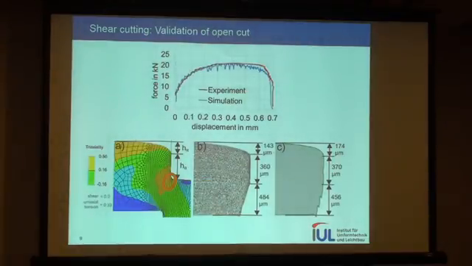So what can we see here? It's a validation. In red the experiment, in blue the simulation. I think the match is quite good. Below is the evaluation of the surface quality. B is the experiment, C is the simulation. If you look at the simulation, it's hard to say whether it's burnish or fracture.